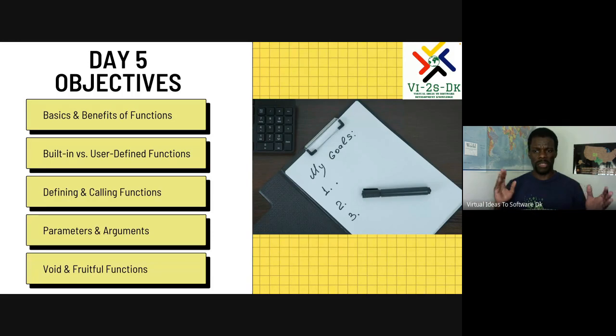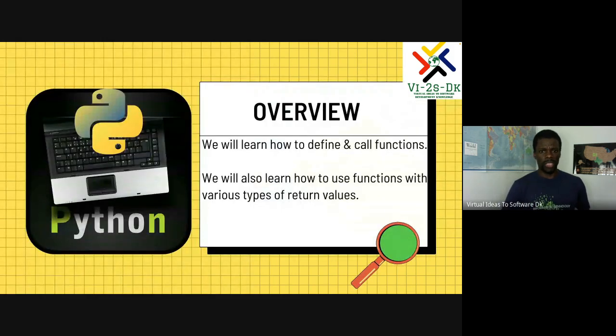And differentiate between parameters and arguments. Those are really very easy to confuse. And finally, we'll talk about void and fruitful functions. Fruitful functions just return stuff. Void functions don't return anything. So all in all, you should be in a better place to understand how all of this works together. So big picture again, we'll be able to learn how to define and call functions, and then we'll also learn how to use functions with various types of return values.